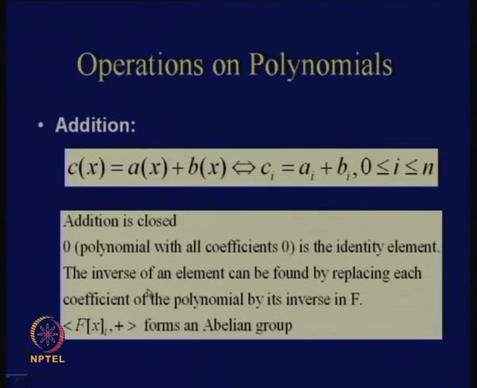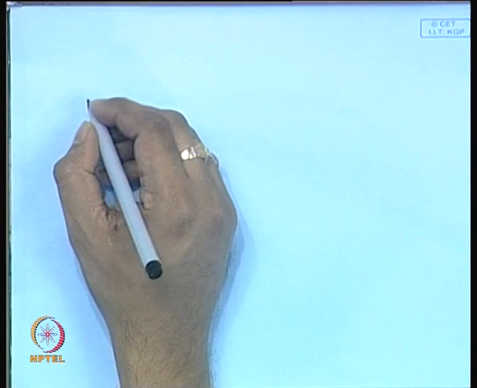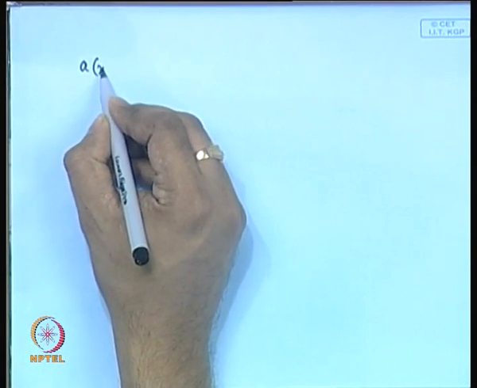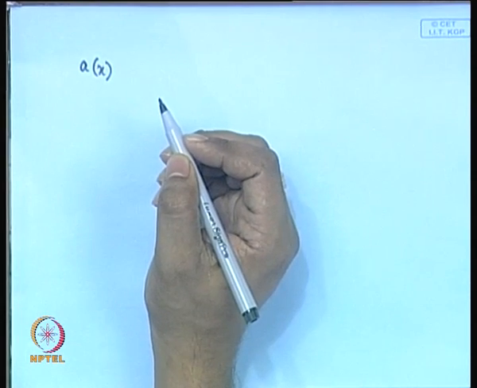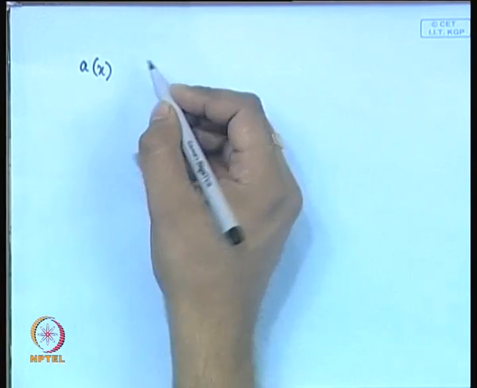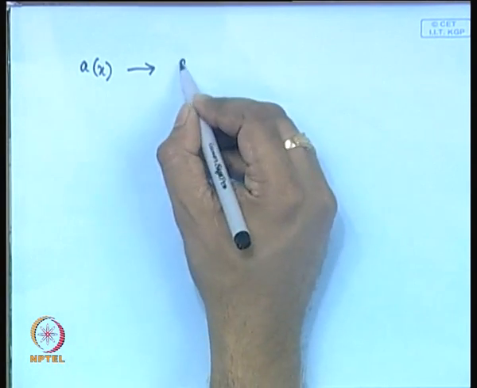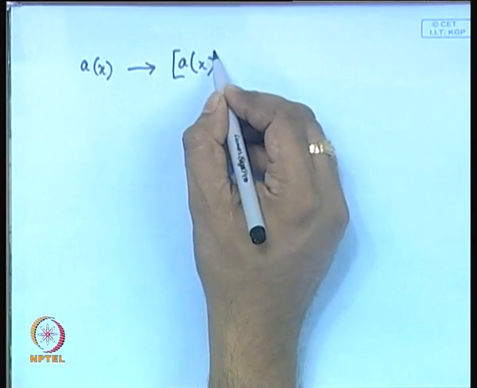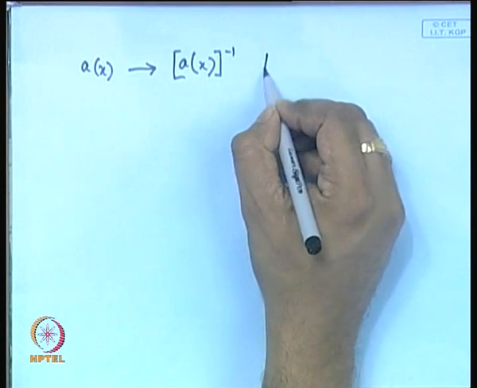And the inverse of an element can be found by replacing each coefficient of the polynomial by its inverse in F. So, for example, if you take any element, say a(x), and I would like to form the inverse of a(x), that is, compute the inverse of a(x) under the addition operation.